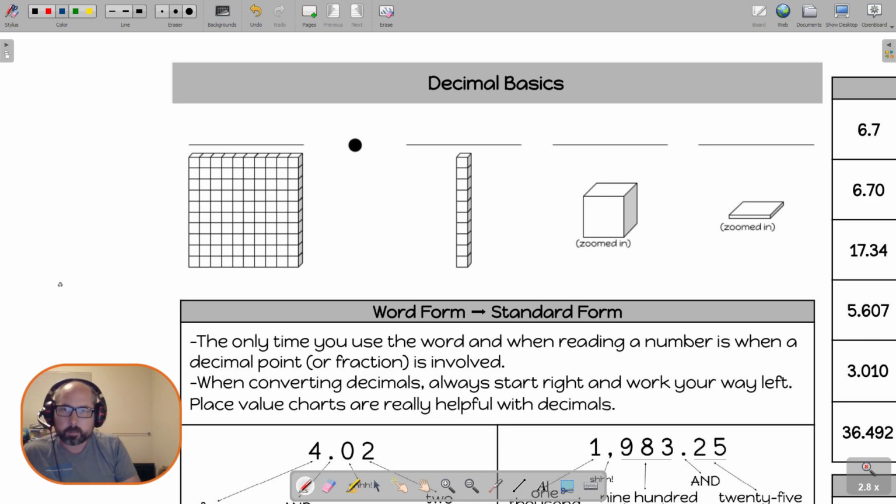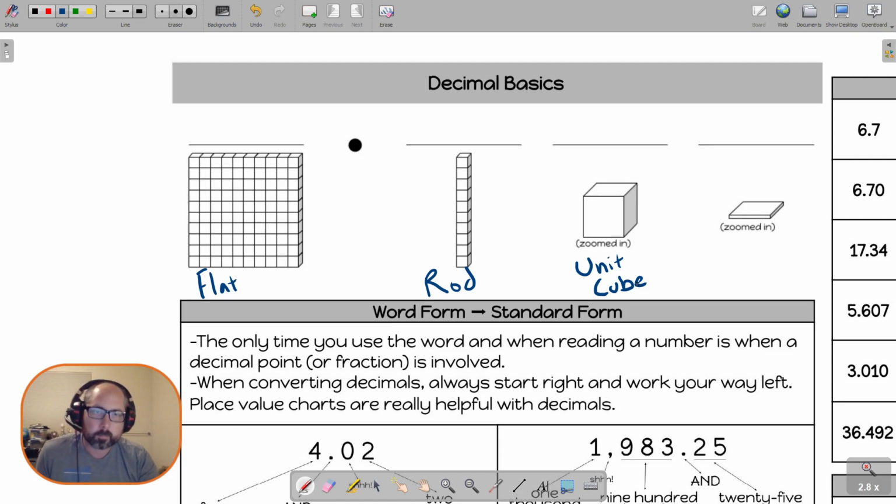So let's write the names of those in, because that's not going to change. So we have a flat, a rod, unit cube. Sometimes we just call it a unit, or sometimes just a cube.